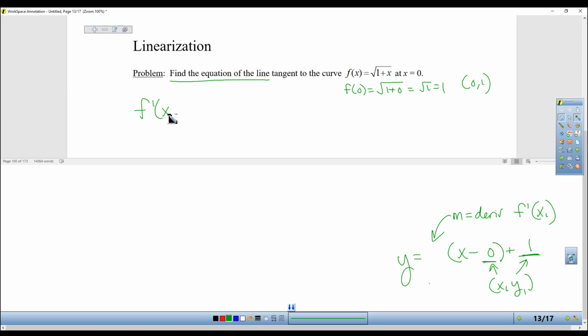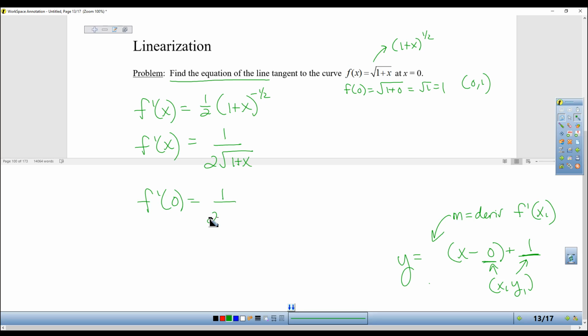So I do my derivative. You can't do the derivative with a square root, so first thing I'm going to do is change this to (1 plus x) to the 1/2. And the derivative is 1/2 times (1 plus x) to the negative 1/2. You can simplify it if you want to. It would look like this. And what we need is the derivative for our equation of our tangent line at 0. f prime of 0 is equal to 1 over 2 times the square root of 1 plus 0, which is just 1/2. So there's our answer.